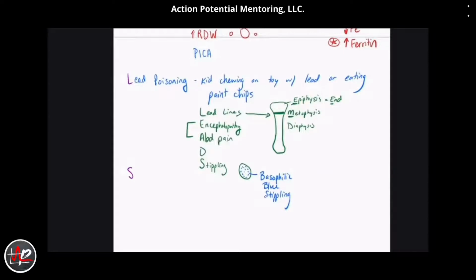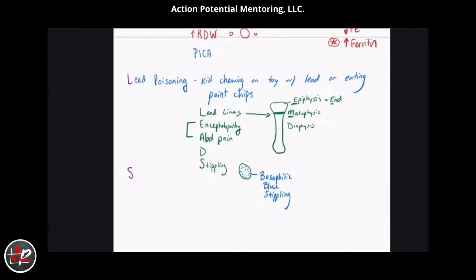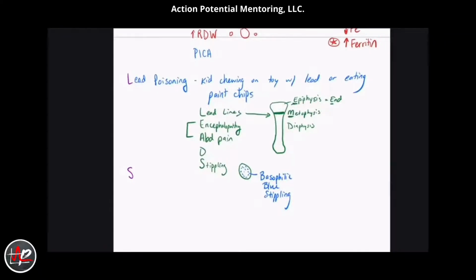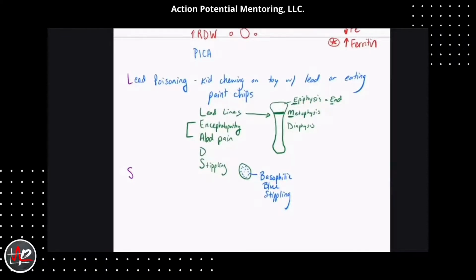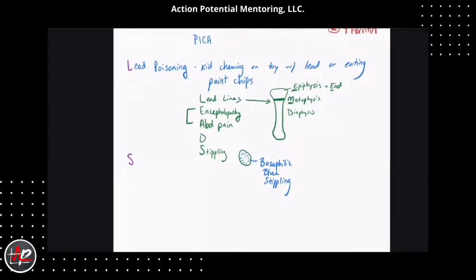So think about a little kid. He's sitting there playing with his toys on the ground, and now all of a sudden he's acting super weird, doing stuff you've never seen him do before. So he's confused. All right, so that's the encephalopathy aspect. And then the abdominal pain is maybe he's cramped over holding his stomach. So that's how they're going to present in questions. All right. And then the D, this stands for drops.